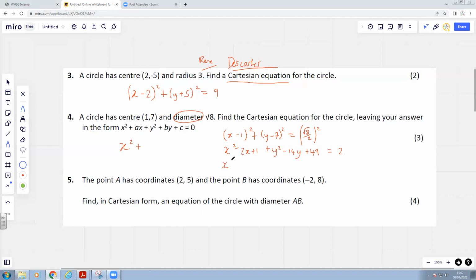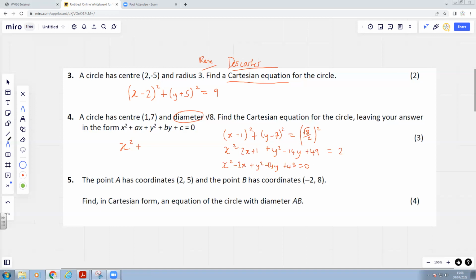And so in the end, you'll get x squared minus 2x plus y squared minus 14y. Well, as that's 50, take away 2, you've got plus 48 equals 0. And that's the end of that one. I hope that one makes sense.